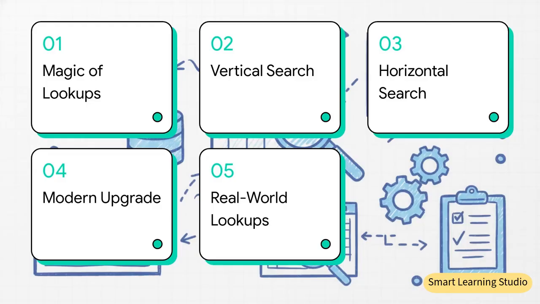So here's our game plan for today. We'll start with the magic of lookups, then break down VLOOKUP for vertical searches and HLOOKUP for horizontal ones. After that, we'll dive into the modern upgrade, XLOOKUP. And finally, we'll see these real-world lookups in action.